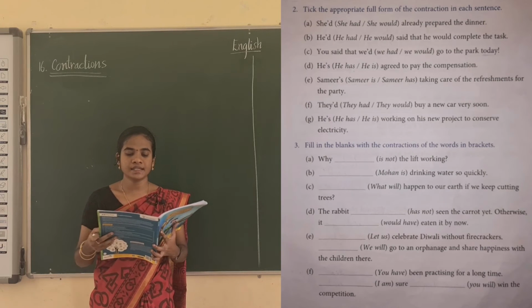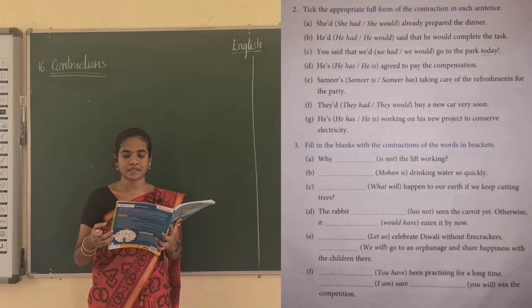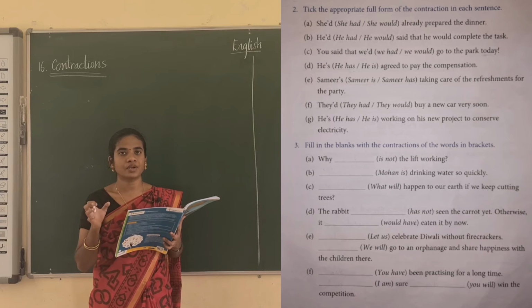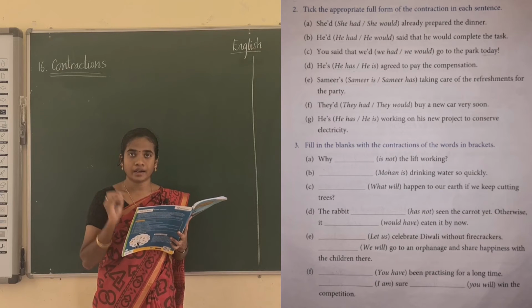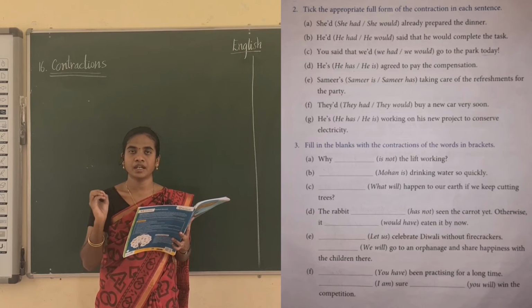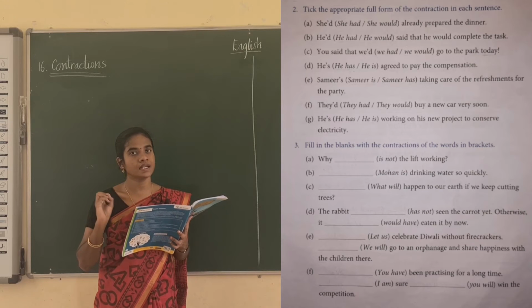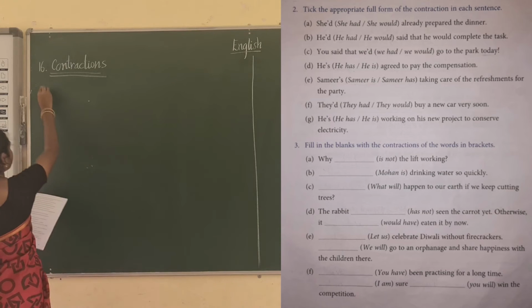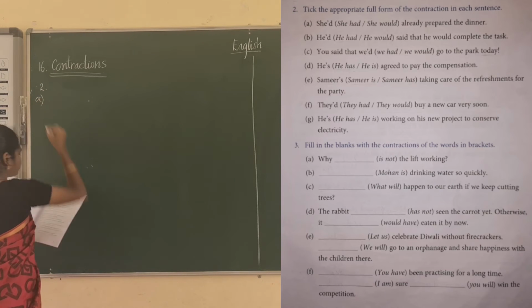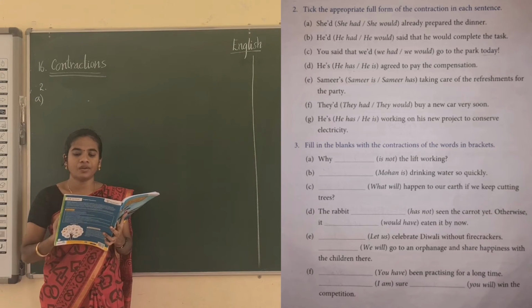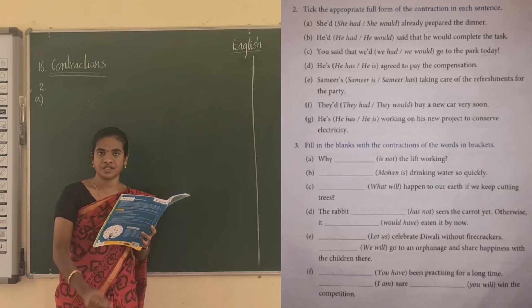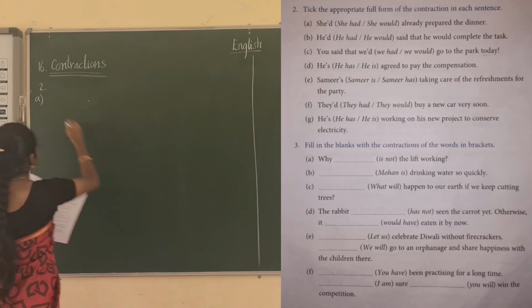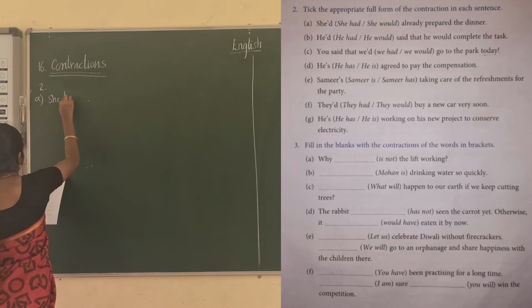See the second exercise. Take the appropriate full form of the contractions in each sentence. Here they have given the clues for you. You have to choose the correct contractions, depending upon the sentence. So second exercise, A: She'd already prepared the dinner. Can you tell me which expanded form comes here? It is she had.